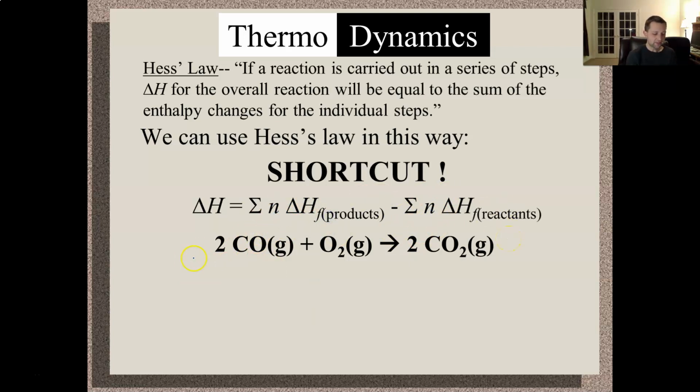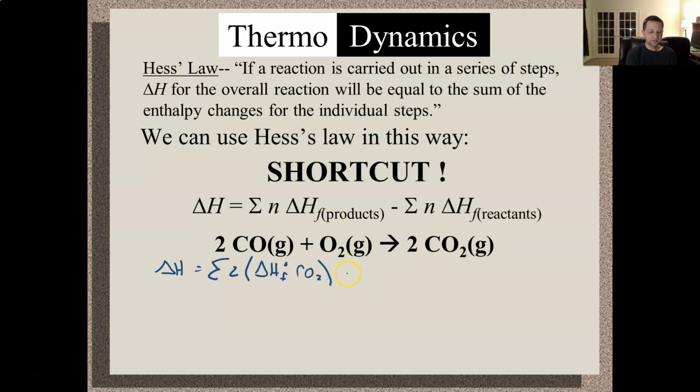So my delta H for this problem is equal to the sum, that's the best I could do, the sum of the number of moles, which is 2, times the enthalpy of formation of my products, which is, I only have one product here. So it's the sum of 2 times the enthalpy of formation of CO2.